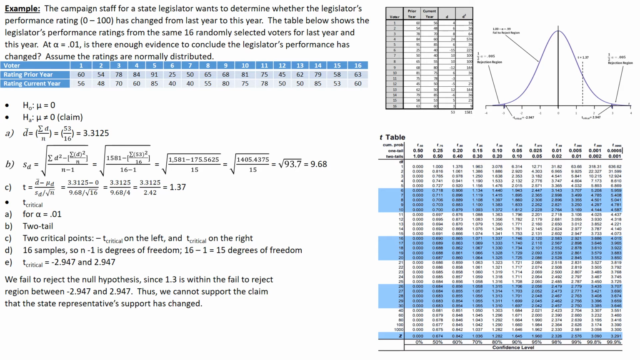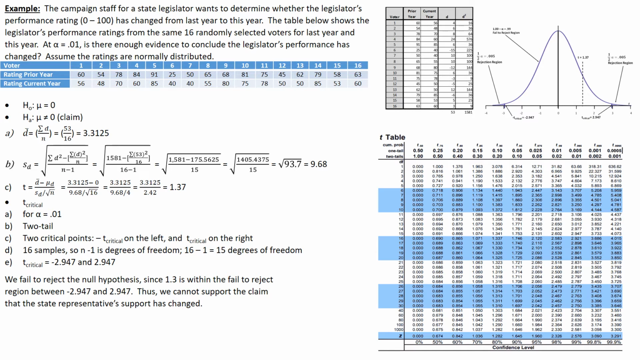A couple more here. These are going to be two-tailed ones. Campaign staff for a state legislature wants to determine whether the legislature's performance rating from 0 to 100 has changed from last year to this year. The table shows the legislature's performance ratings from the same 16 randomly selected voters from last year and this year, rating from 0 to 100.